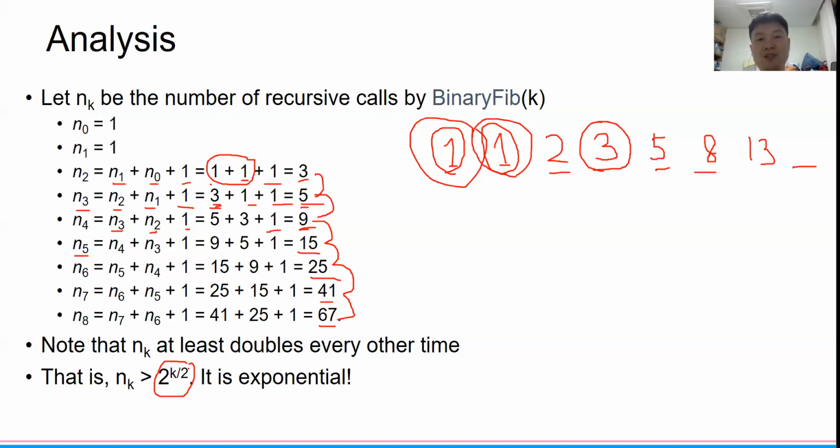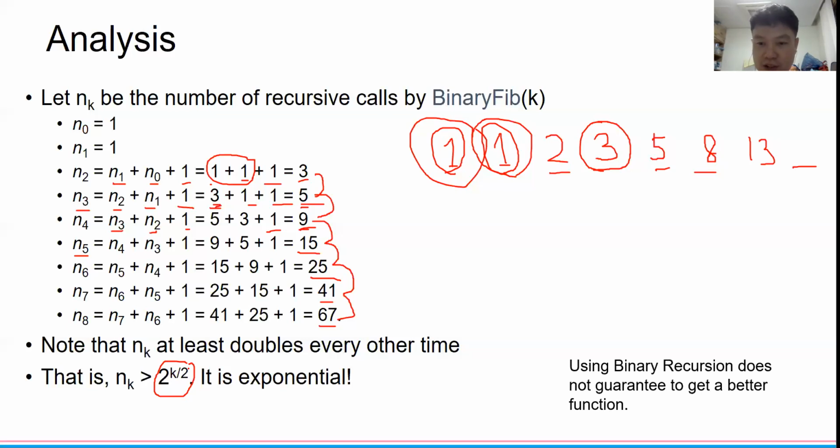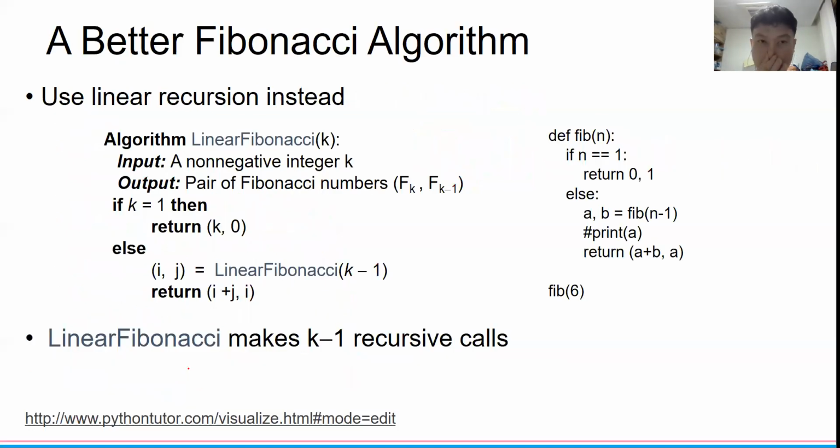So why do you use this method? Yes, we can use this method. This is one of the multiple recursions. So I can say that it's not always true that recursion can give you a better operation. It's not true that recursion can give efficient operation. Using binary recursion does not guarantee a better function. Please remember this one. So the alternative to make a better Fibonacci is another way.